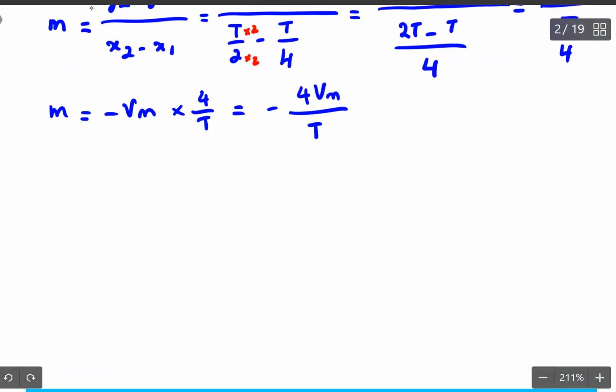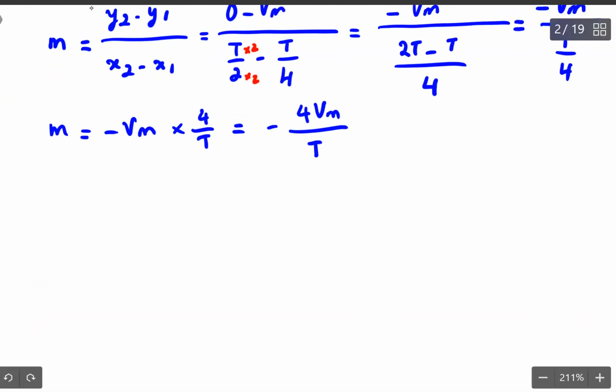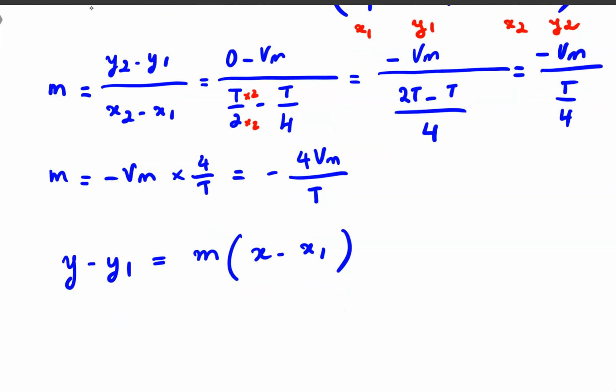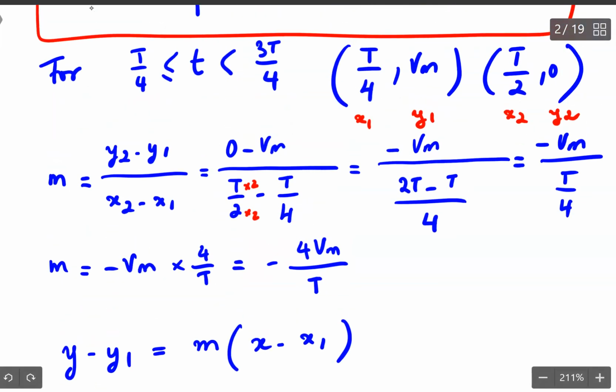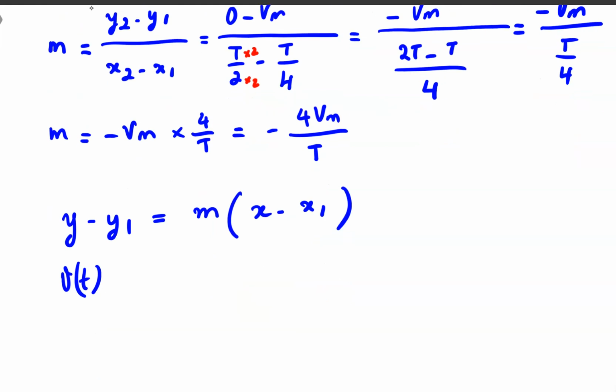Alright, so after I have this, what I will do is, again, write down the equation that we need, y minus y1 equal to slope times x minus x1, but we have to make sure that we put that in terms of v(t) and t. So I will write v(t) minus y1. y1 in this case is Vmax, so minus my Vmax.